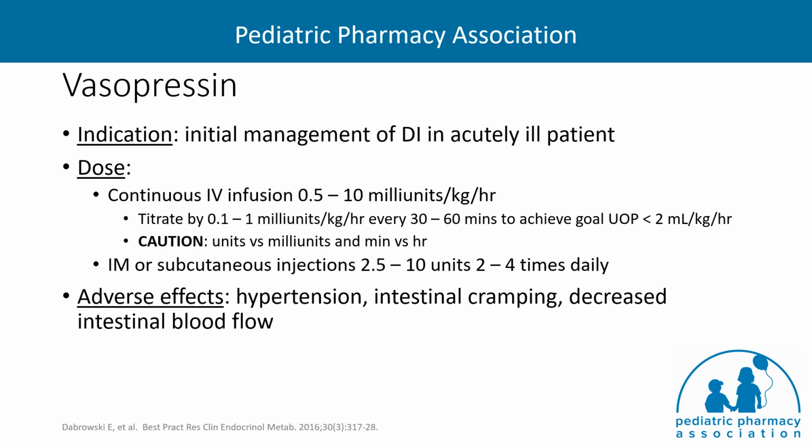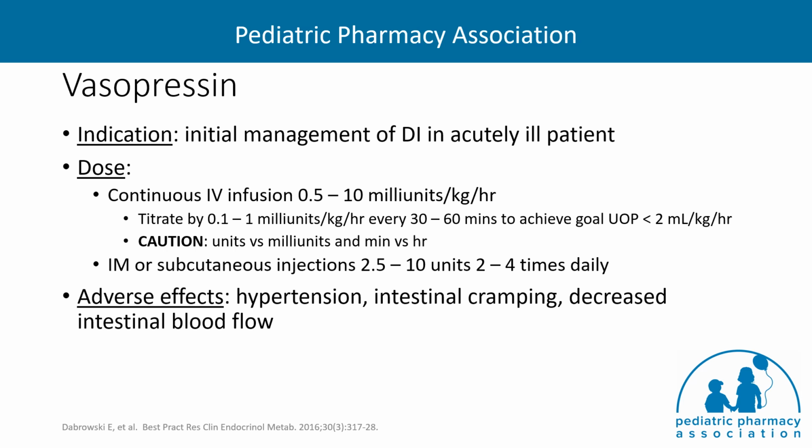The initial dose for IV infusion is 0.5 milliunits per kilo per hour, which can be titrated by 0.1 to 1 milliunits per kilo per hour every 30 to 60 minutes, depending on your hospital's protocol, to achieve a goal urine output of less than 2 mLs per kilo per hour.